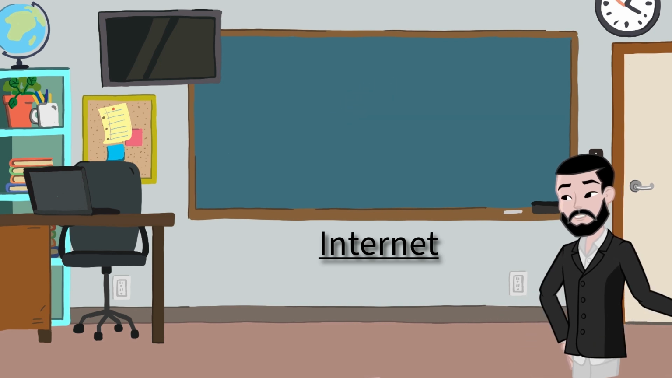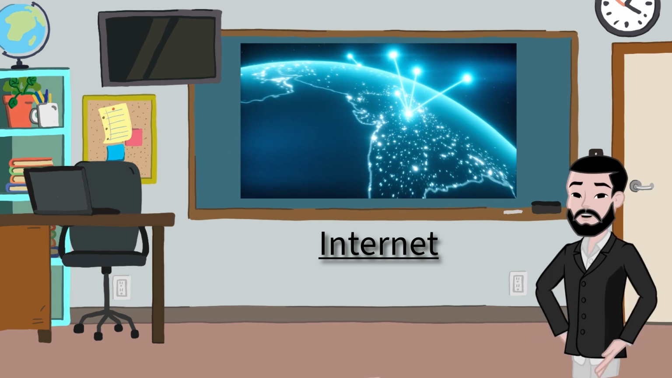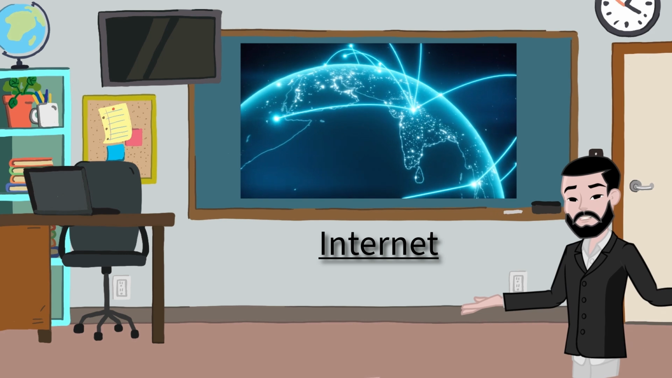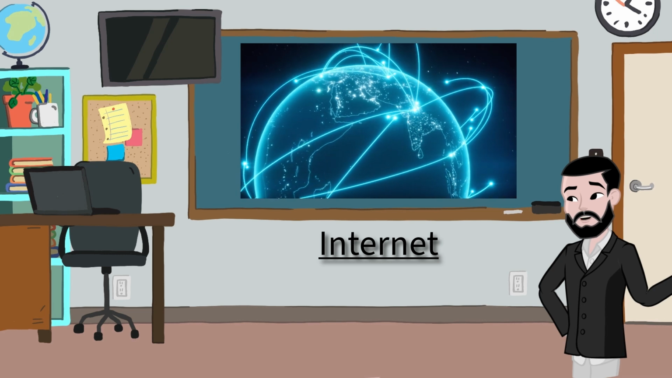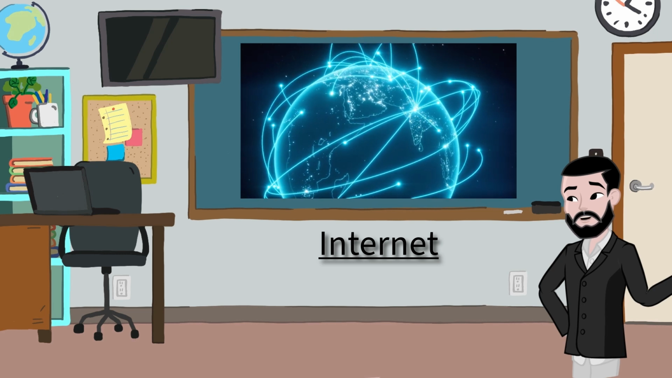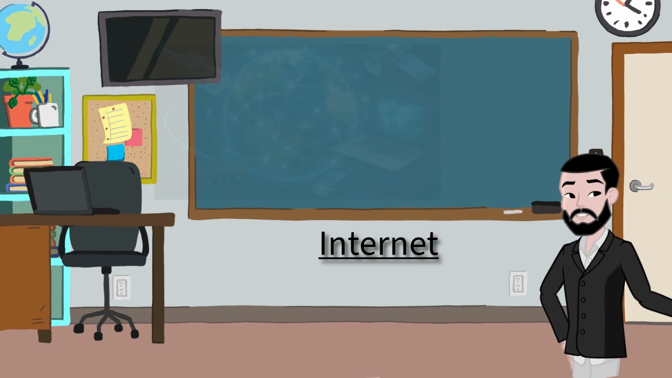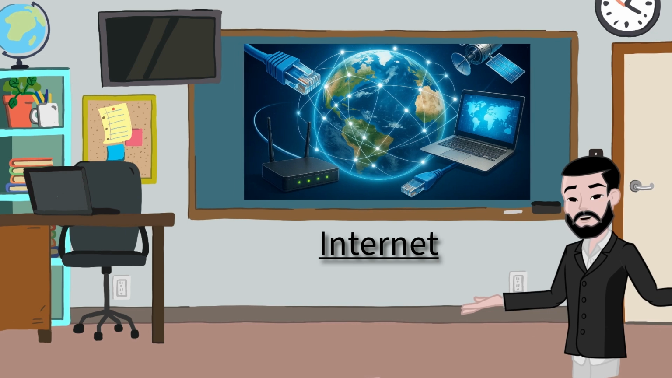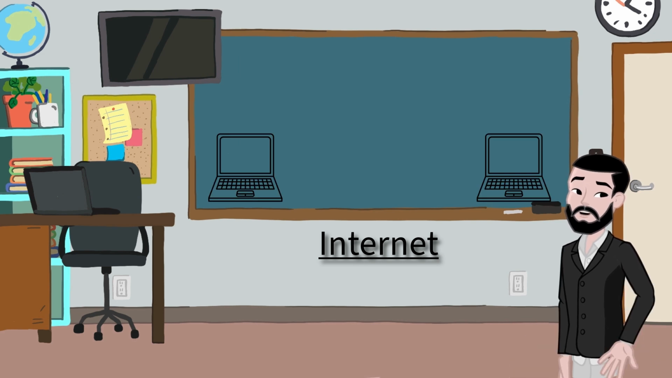Picture this, a huge invisible web that connects computers, phones, and devices all around the world. That's the internet. It helps us talk, play, learn, and share fun stuff like cat videos and space facts. But it's not made of string, it's made of wires, signals, and special machines that all work together. Cool, right?